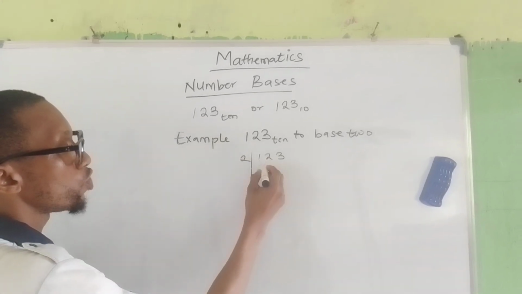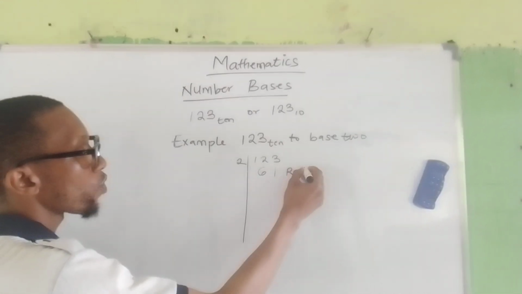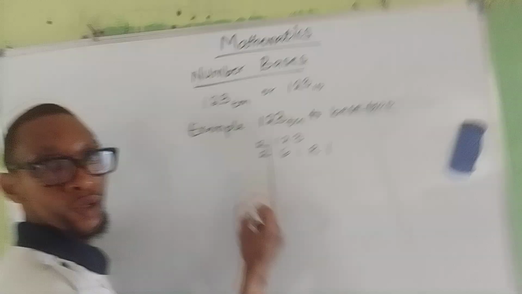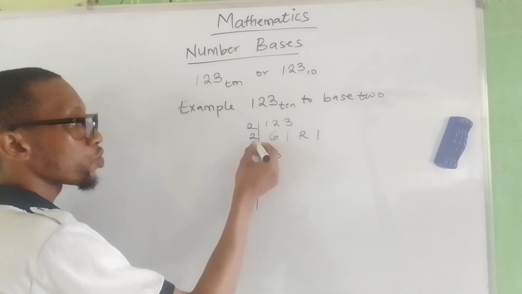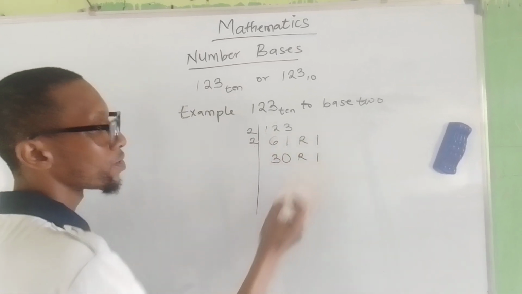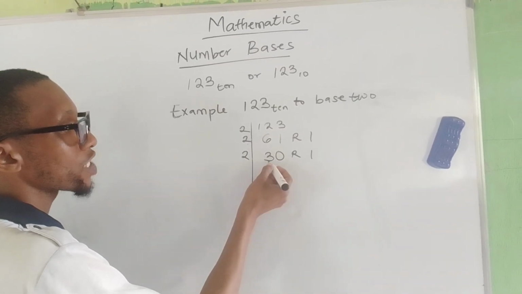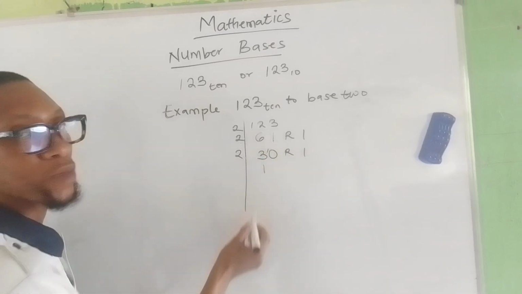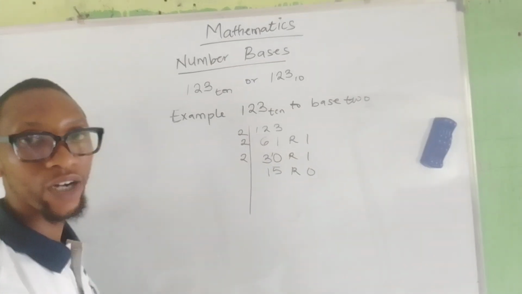12 divided by 2, you have 6. 3 divided by 2, it will go once and it will remain 1. You continue this way. 6 divided by 2, you have 3. 1 divided by 2, 1 is smaller, so I put 0, then I have remainder 1. I divide 30 by 2. I start with 3 divided by 2, I have 1, remaining 1. 1 and 0 becomes 10. 10 divided by 2, I have 5. Because it has no remainder, I say remainder 0.